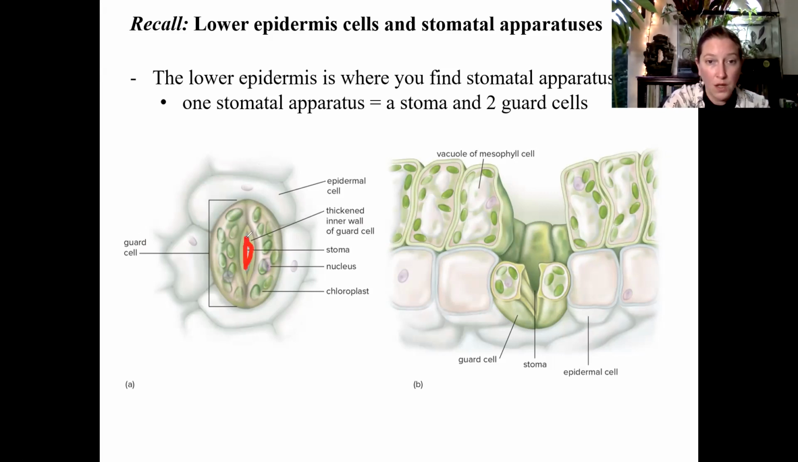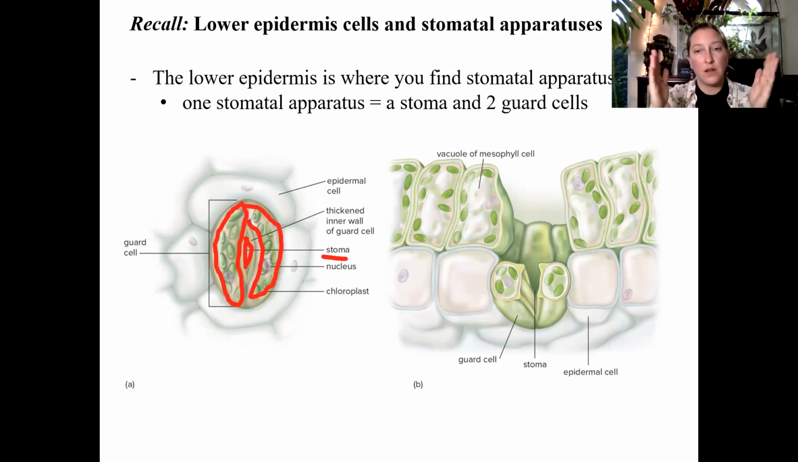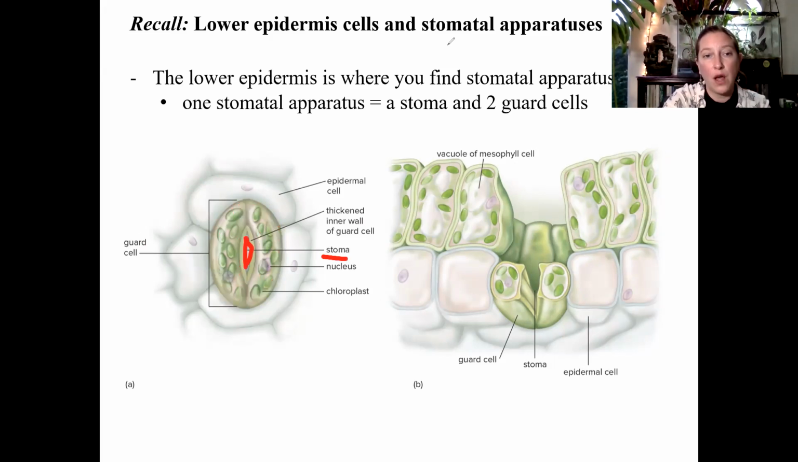There's a hole that's called a stoma, and each hole is guarded by two cells called guard cells. Those guard cells will swell and open and close as they swell and get relaxed, and that will allow the hole to be open or not and allow water vapor to leave or not, right?